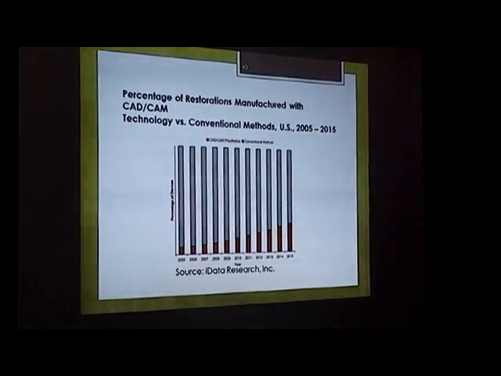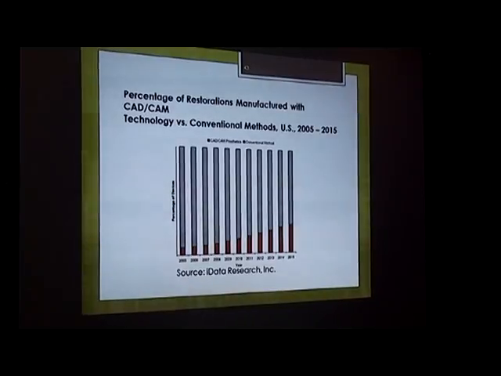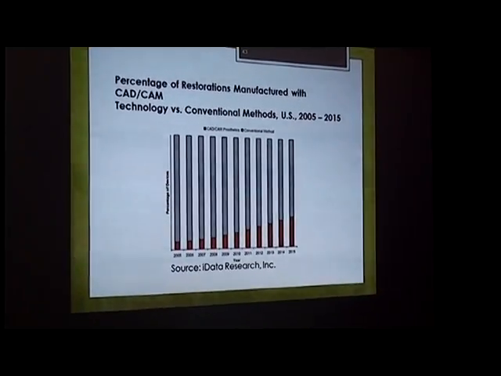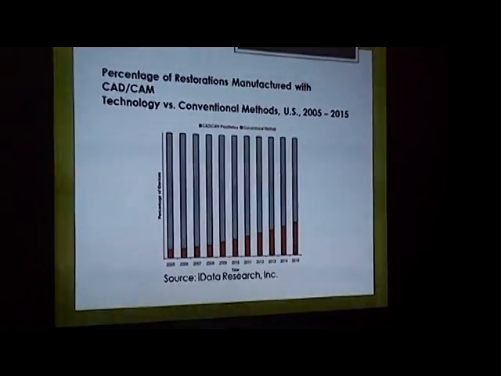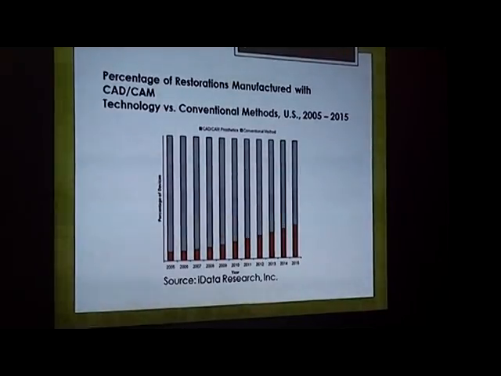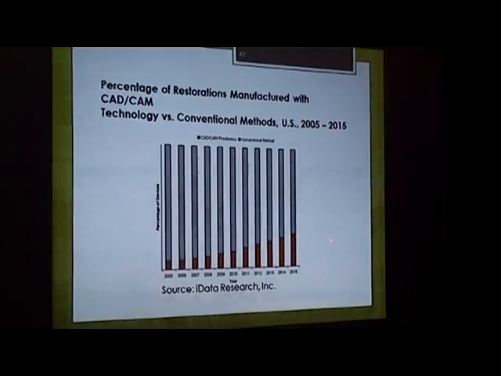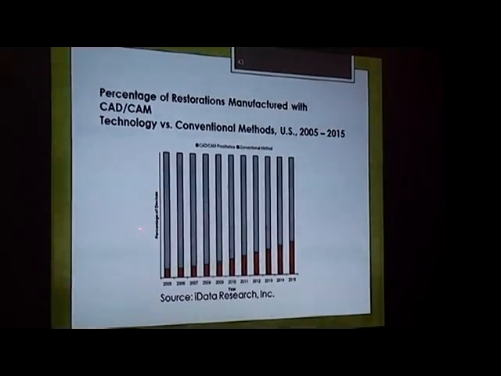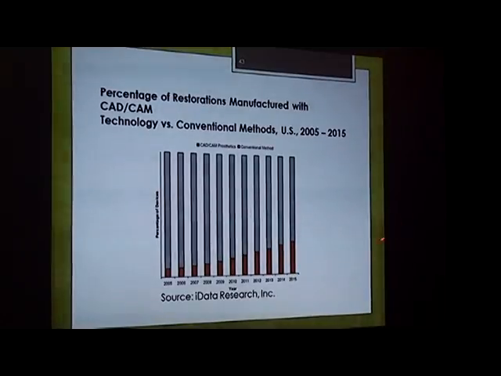Now this is another graph which is showing the percentage of restorations manufactured with CAD-CAM versus the conventional method. As can be seen from the graph, the conventional method is lagging behind and CAD-CAM has taken over, occupying a significant portion in the graph. Over the coming years, in a decade from now, we would see most of the restorations done by CAD-CAM only and the conventional method would be obsolete.